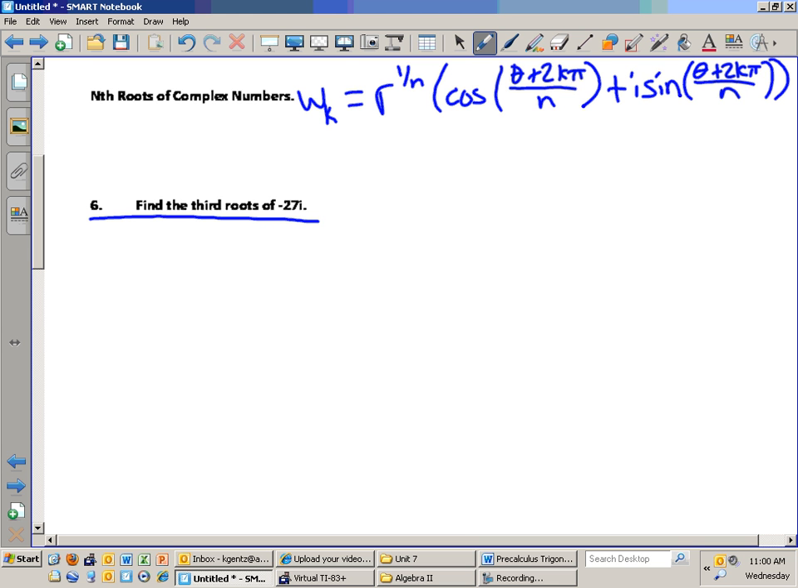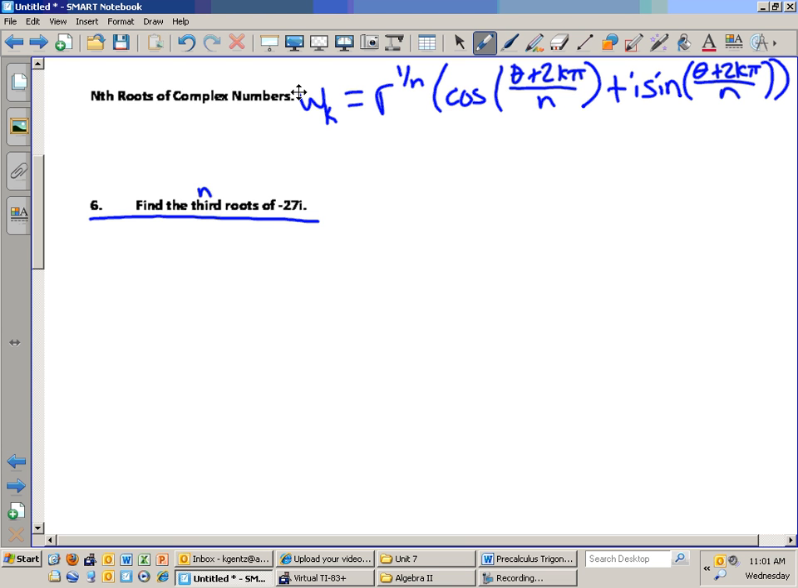Namely, we're going to look for the third roots here for this example. And so n is 3 because it's your third roots, okay? Third roots means, for example, the cube root of 8 is equal to 2 because 2 times 2 times 2 is 8. So that's what we're trying to do. We're trying to figure out what times what times what is negative 27i.